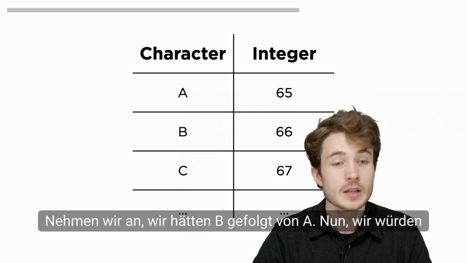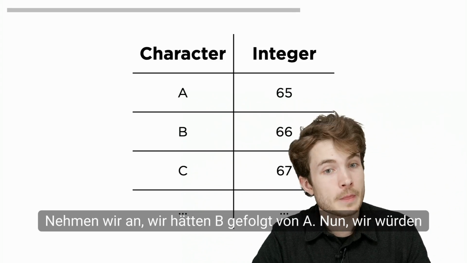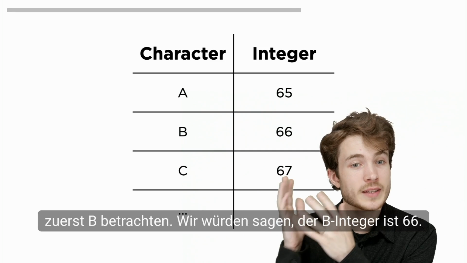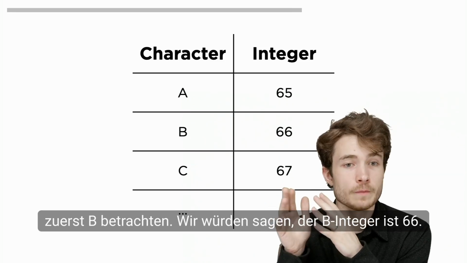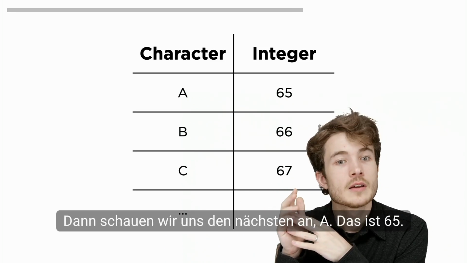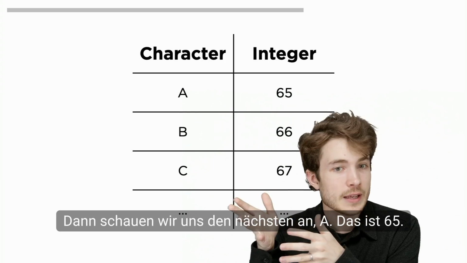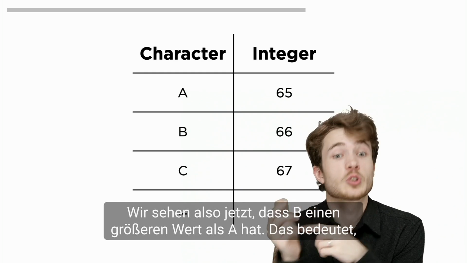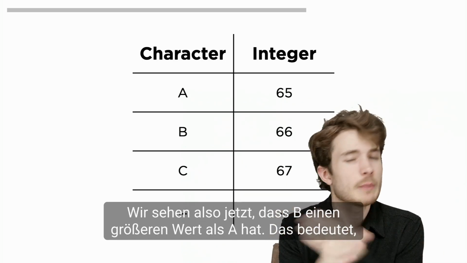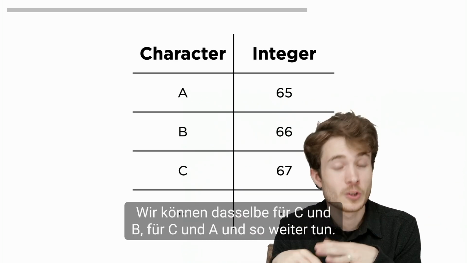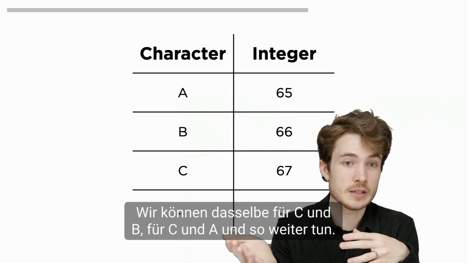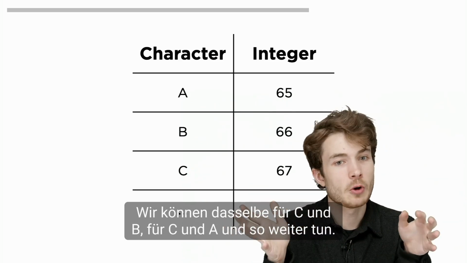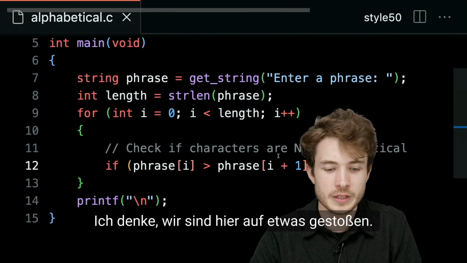Let's say we had B followed by A. Well, we'd first look at B. We'd say the B integer is 66. Then we look at the next one, A. That's 65. So we're seeing now that B has a greater value than A. That means they're not in alphabetical order. We can do the same thing for C and B, for C and A, and so on. So I think we're onto something here.